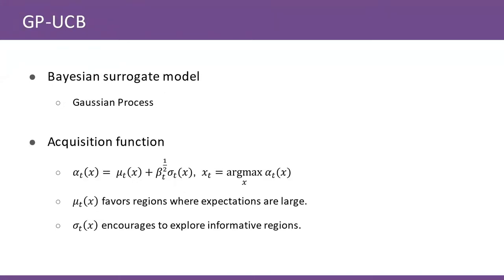The surrogate model used in GP-UCB is a Gaussian process. The acquisition function has two components, the mean mu(x) and the standard deviation sigma(x) of the objective function, estimated by the GP model. Mu(x) favors points with large potential values. Sigma(x) encourages querying informative points with high uncertainties. Beta trades off exploitation and exploration.